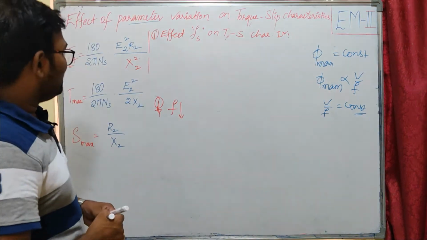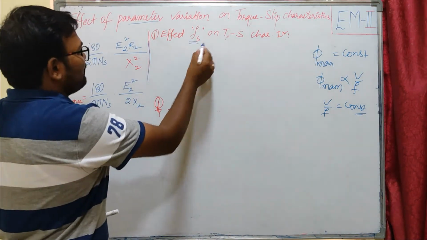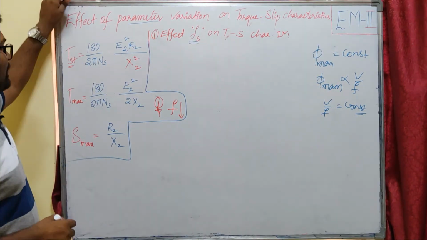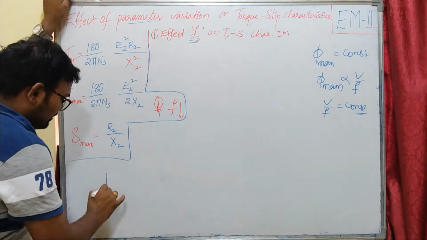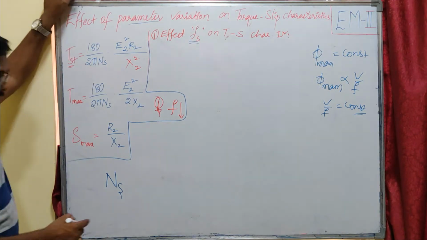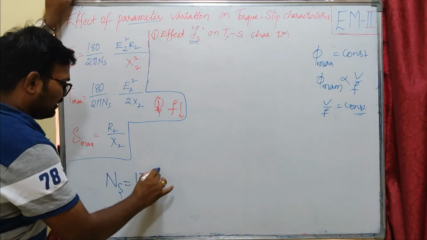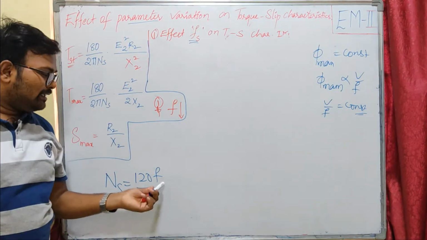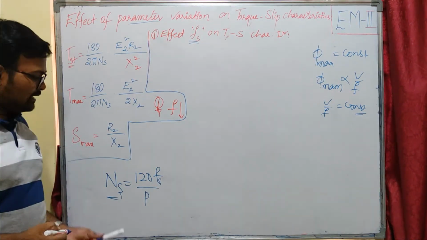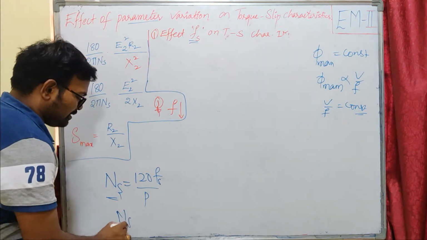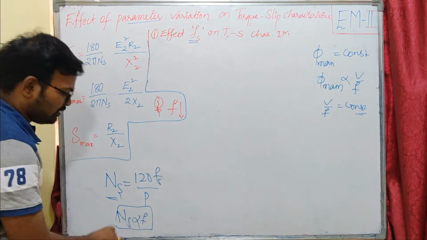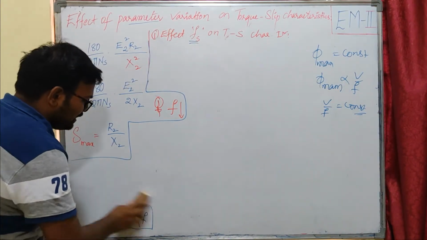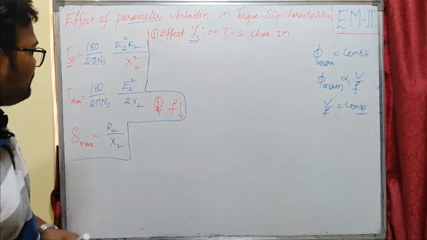Let us see, if we are changing the frequency here, how can we keep the V by F ratio constant here? Here you can see our synchronous speed, which is nothing but Ns, is also dependent on our supply frequency, which is directly proportional. So I am considering the parameters which are dependent on frequency here. Let us see each and every parameter.